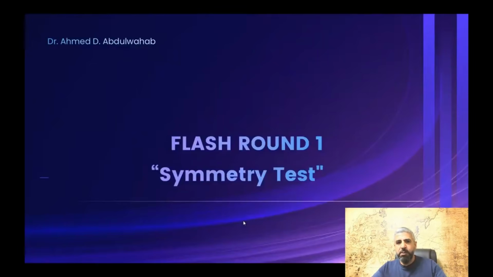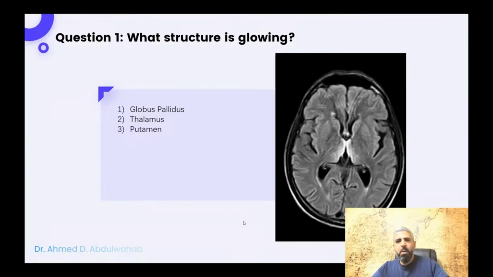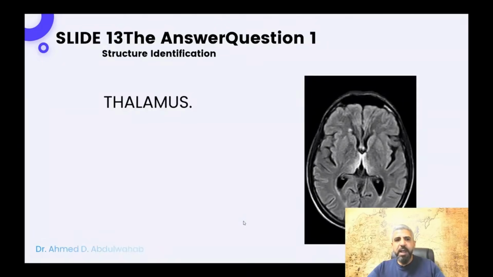We have a flash round, okay? It's called the symmetry test. Be ready, just answer, don't think. What structure is glowing? 1, globus pallidus. 2, thalamus. 3, putamen. Answer fast. 1, 2, or 3. And of course, the answer is the thalamus. Okay? The answer is the thalamus.